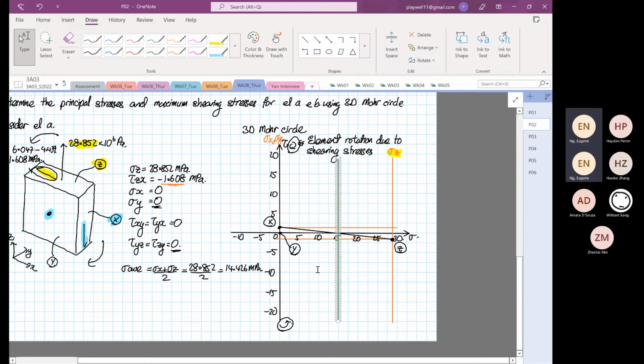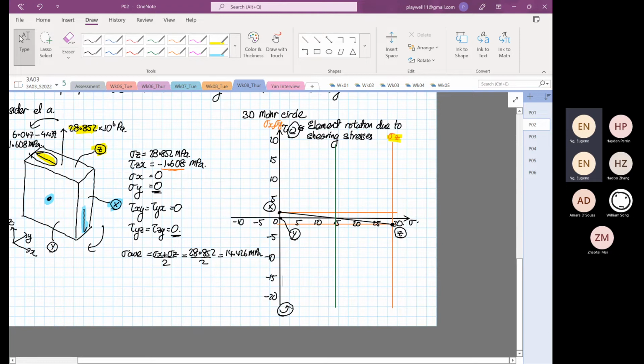So this is 15. And so 14.426. So hold on. So 14.426, I'm going to guess somewhere around here. Okay, that's our stress average line. Then we can calculate. Okay, now remember our stress average line. Okay, so this is equivalent to the center of the circle.